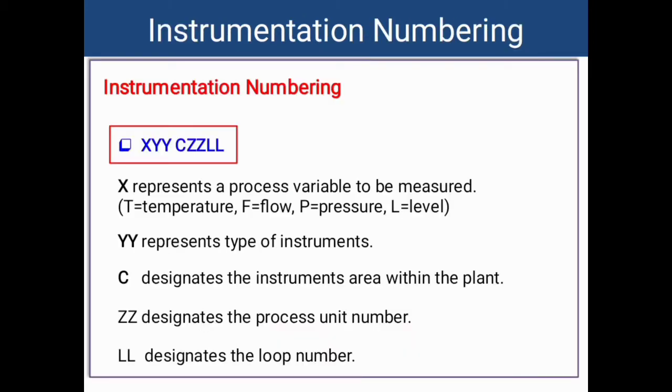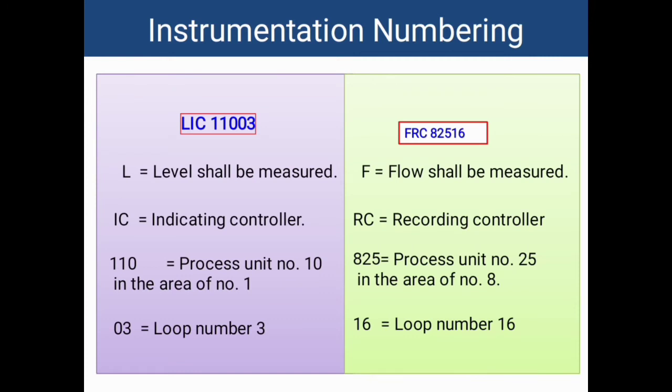Then instrumentation numbering. Each and every instrument will have a separate number. It includes X, Y, C, ZZ, LL. X represents the process variable to be measured. Y represents the type of instrument. C designates the instrument's area within the plant. ZZ designates the process unit number. LL is the loop number.